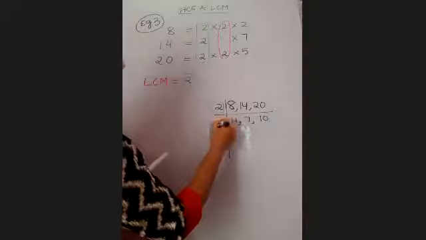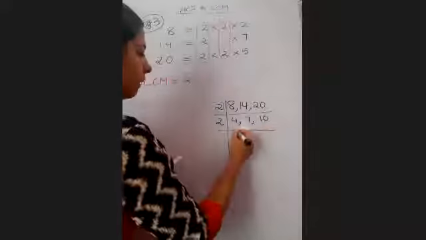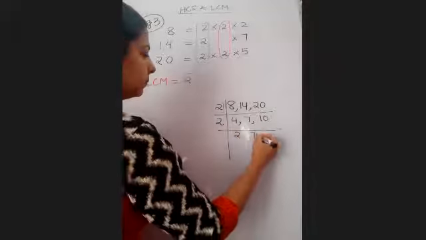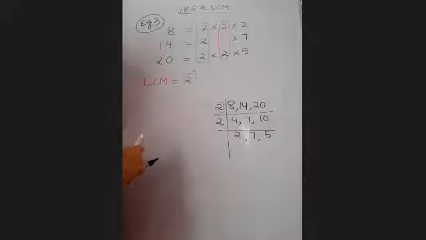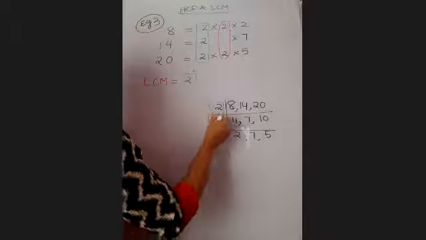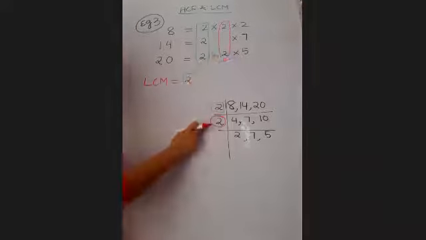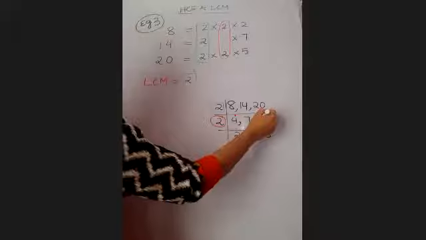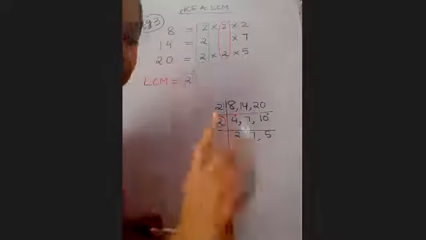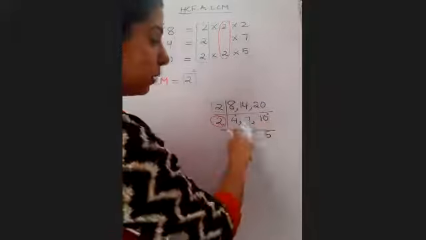Next step of taking 2, what will happen? 2, 7, 5. Is this red mark dividing only 2 numbers? Yes, ma'am. It is dividing only 2 numbers.